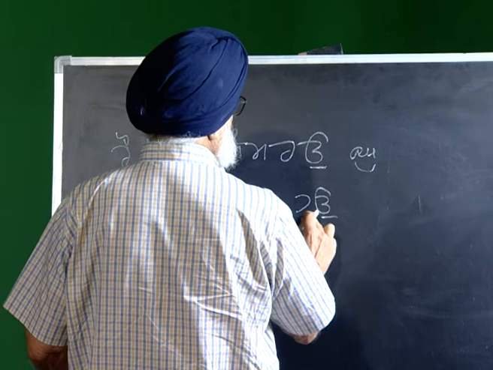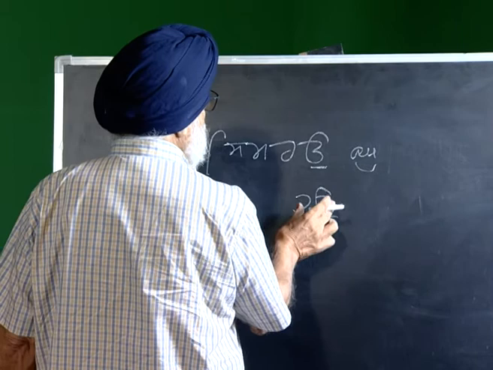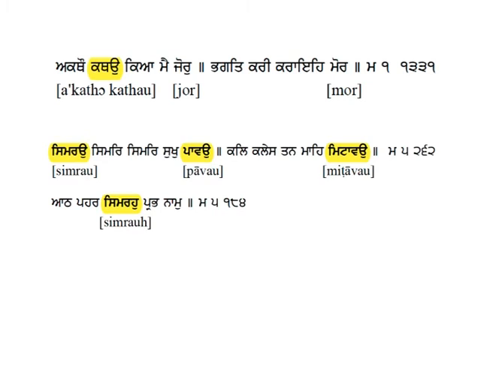And this is how you see when you pronounce ho, it is very clear. You have to pronounce simra exactly like you pronounce ho. And this is also a very, very frequent vowel combination in Gurbani.